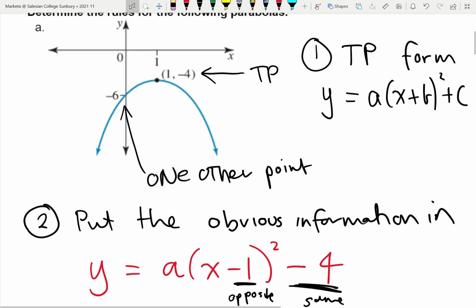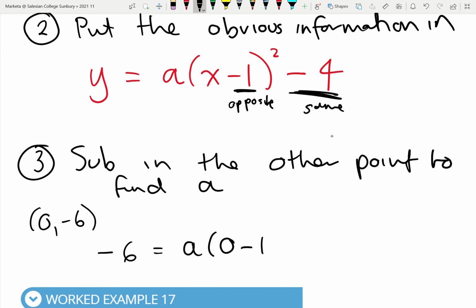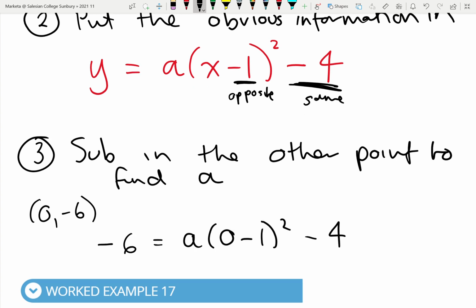So let's sub in that other point. And this time the other point is the y-intercept. So it's (0, −6). Be careful that you don't accidentally do (−6, 0). That's quite a common mistake. So (0, −6). That means that y is −6, and x is 0, and now we can solve that.